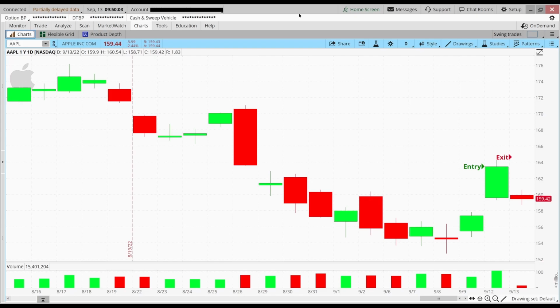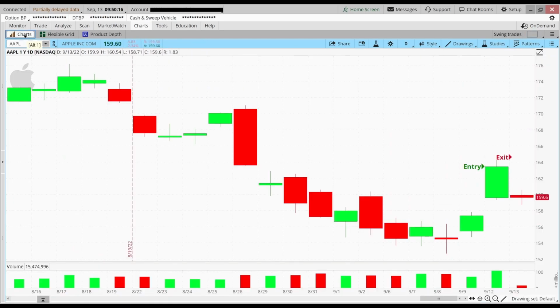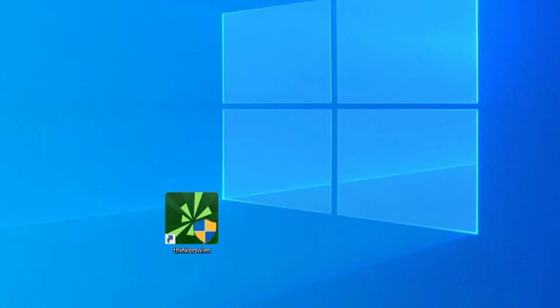It's Tuesday morning, September 13th, and I want to recap my Apple swing trade. I bought Apple yesterday and I sold it this morning in the pre-market. Covered about $900 on this swing trade. So let me show you guys why I made this swing trade.